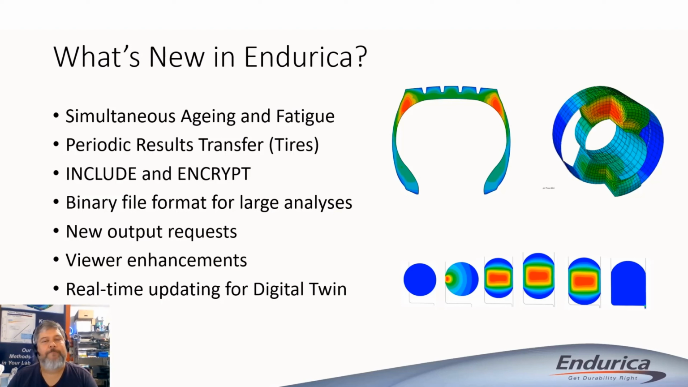Another new feature is that if you're using our EIE tool to generate strain history, we've introduced a binary file format. It's half the size and 8 times faster to read. There are new output requests in our CL and DT solvers. There are more outputs supported in the results viewer.